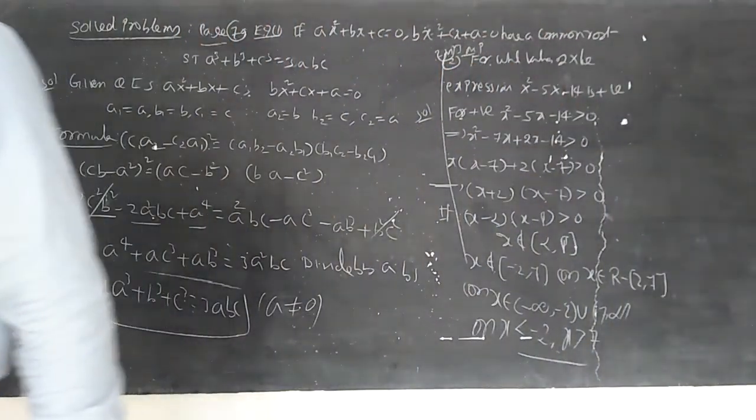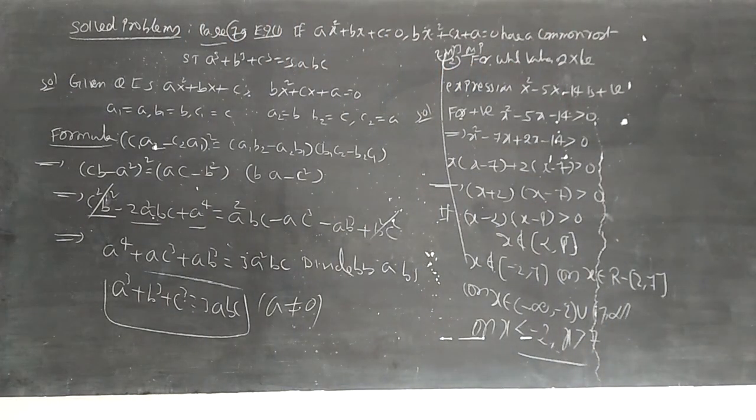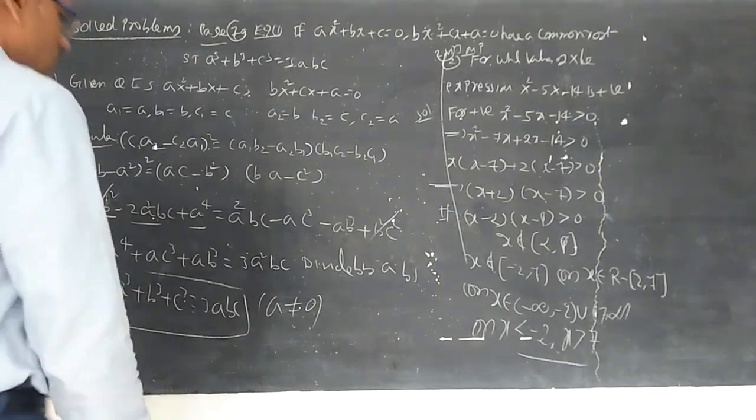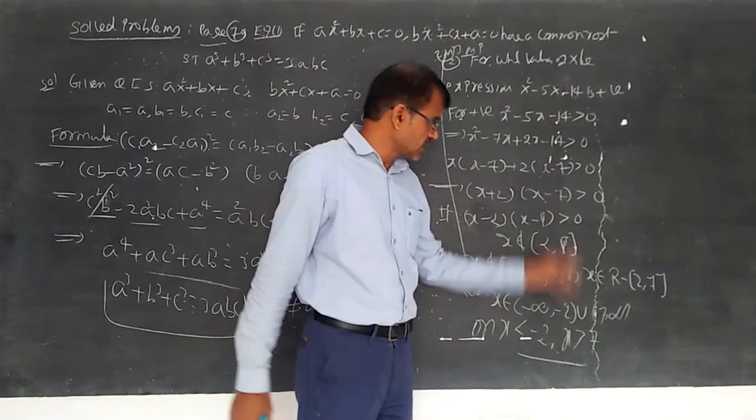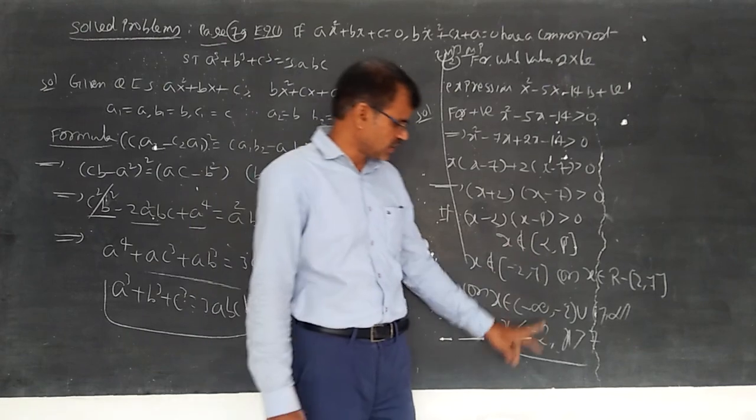Whenever he is asking for positive, you can write greater than 0. Whenever he is asking negative, you can write less than 0.